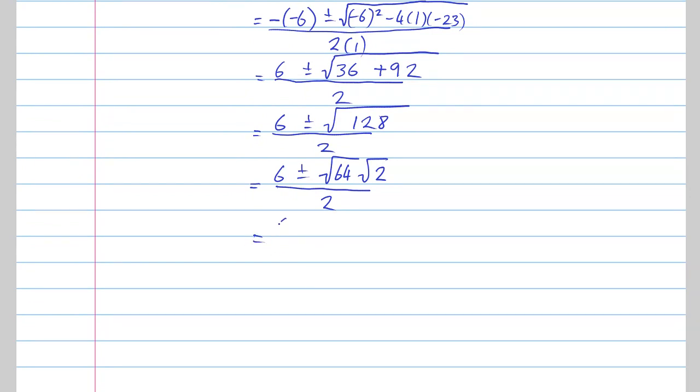So as we progress further, we have a 6 plus or minus root 64, we know is 8. We still have a root 2 there, divide all that by 2. And just the last step, we can get rid of this fraction here. So 6 divided by 2 is going to be a 3, plus or minus 8 divided by 2 is going to be 4, and we're left over with that root 2.